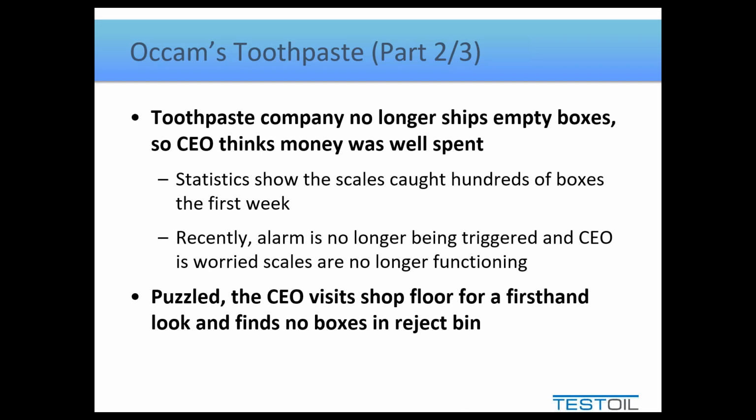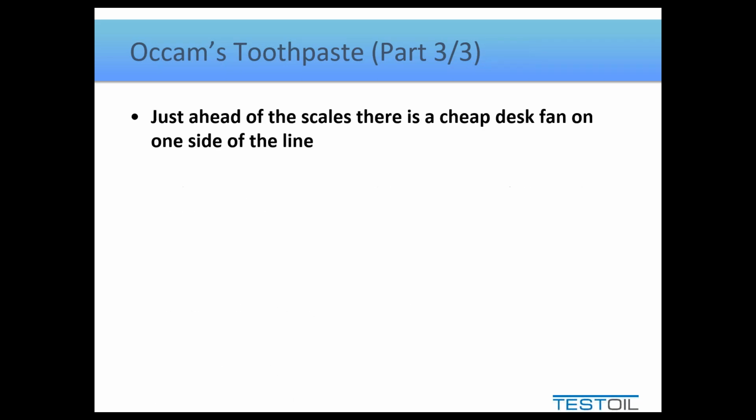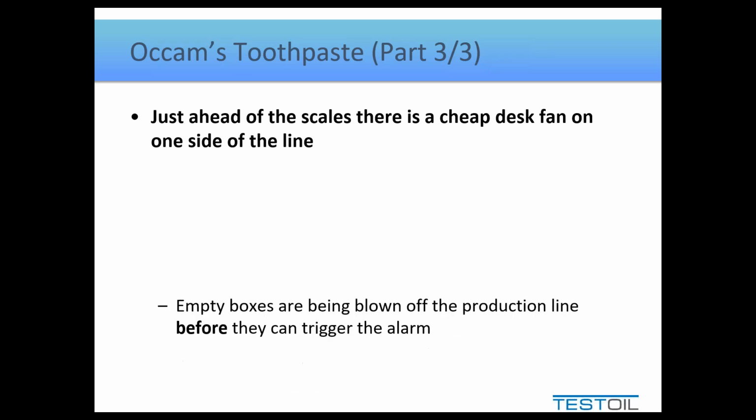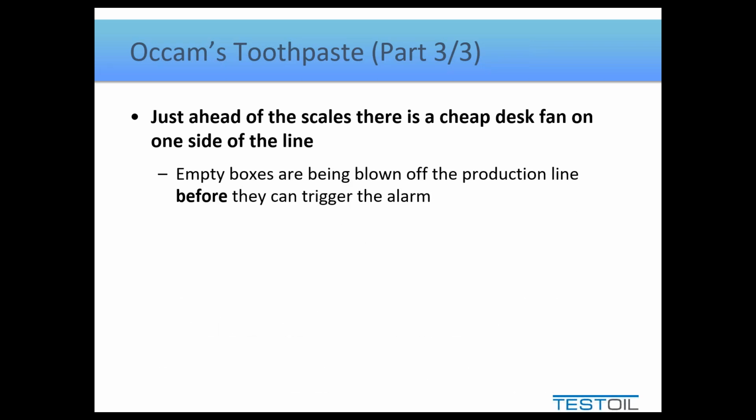So like any good CEO, he goes right down to the production floor to see firsthand what's going on. When he gets there, he sees no boxes in the reject bin. So this is now very worrisome for him. But what he does also see is just in front of the scales, somebody's installed a desk fan. And what he sees is that the empty boxes are being blown off the line before they can trigger the alarm. Right? There's your elegantly simple solution.